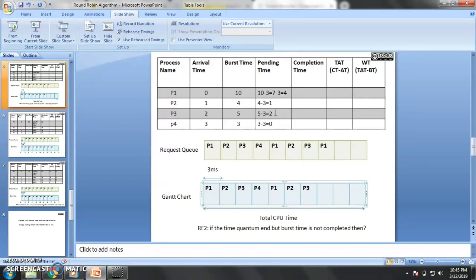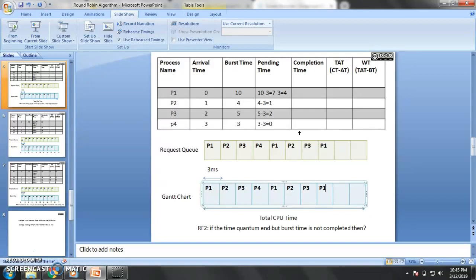What timing will P3 require? It required only 2 microsecond. That's why it will continue till 2 microsecond. After 2 microsecond, CPU access is given to the P1. So P1 will start.